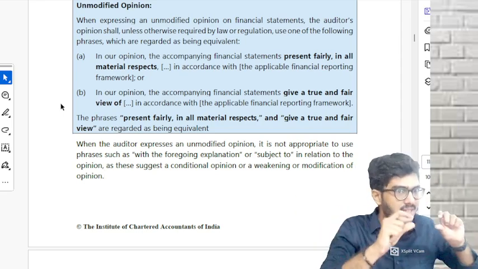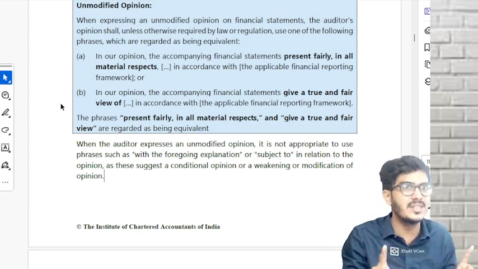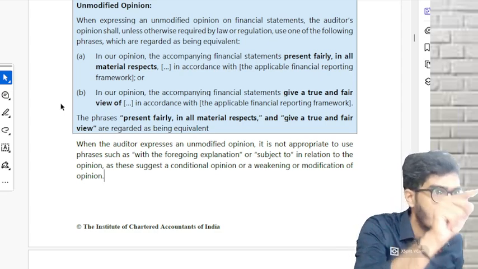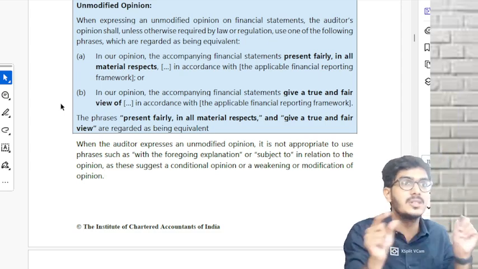So, whenever you're giving an unmodified opinion, please don't use these kinds of phrases, because if you're using these kinds of phrases, it is showing some negative remark about the financial statements. If you have a negative remark, why did you give an unmodified opinion? Understood? So never use these kinds of phrases.